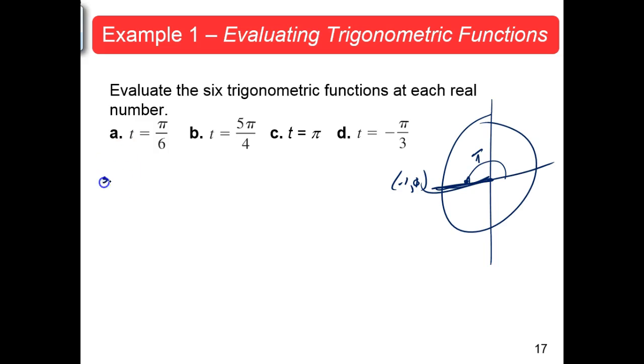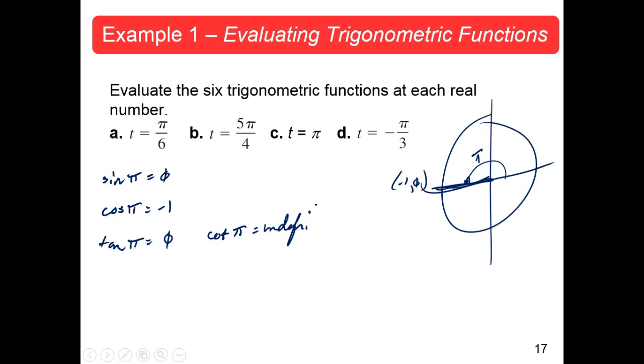So let's do the sine of pi. Y, so 0. Cosine of pi, it's negative 1. Tangent of pi, y over x, which is 0. Perfect. Cotangent of pi is x over y, undefined, because you can't ever divide by 0.